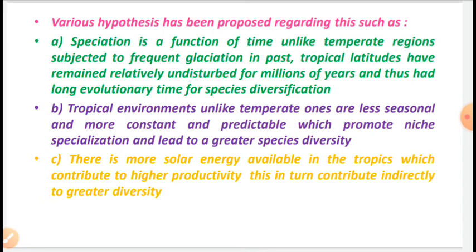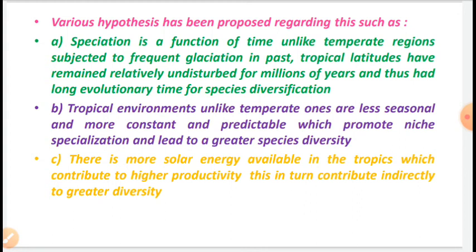Second, tropical environments, unlike temperate ones, are less seasonal, relatively more constant and predictable. Such constant environments promote niche speciation and lead to a greater species diversity. So, the main point of this second hypothesis is that tropical environments are less seasonal, more constant and predictable, which promotes niche speciation and leads to greater species diversity.